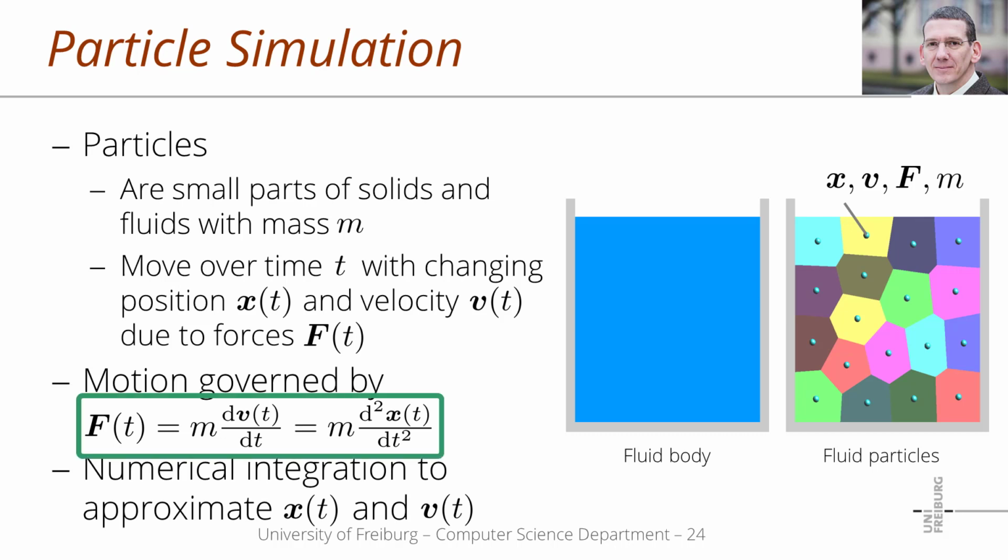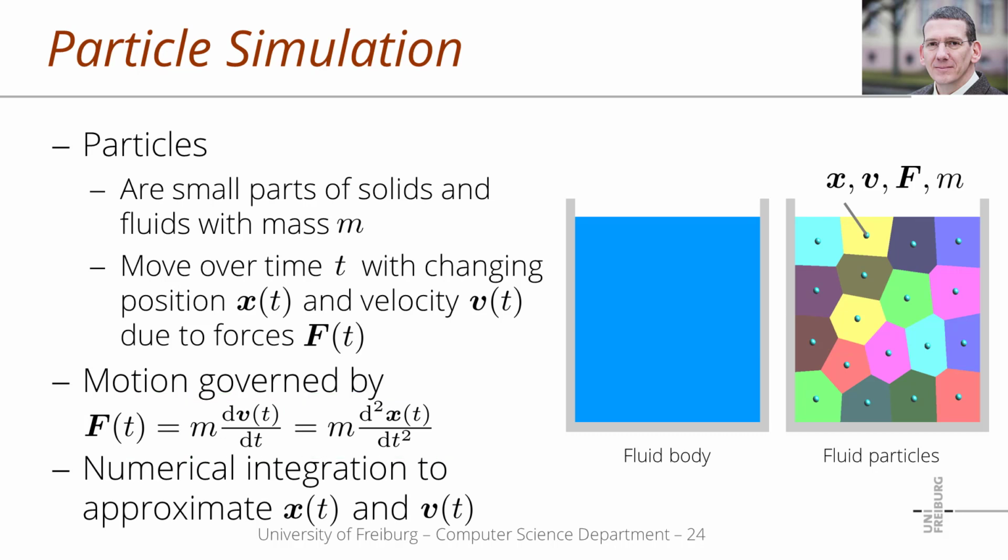And these forces change the velocity of a particle, and the velocity changes the position of a particle according to a governing equation that is indicated here. Here we have actually two governing equations, one equation for the velocity and the other one for the position. The first equation states that the force acting at a particle corresponds to the time rate of change of the linear momentum, which is mass times velocity, and the second equation says that the velocity corresponds to the time rate of change of the position.